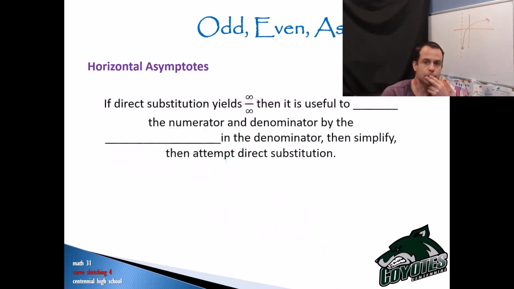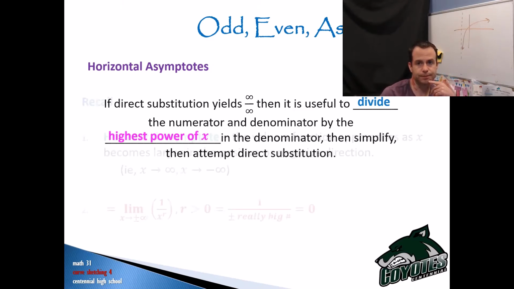Awesome. Okay, so for horizontal asymptotes, if direct substitution yields infinity over infinity, then it is useful to divide the numerator and denominator by the highest power of x in the denominator, then simplify and then attempt direct substitution. Okay, so that's how we're algebraically solving for the horizontal asymptote.